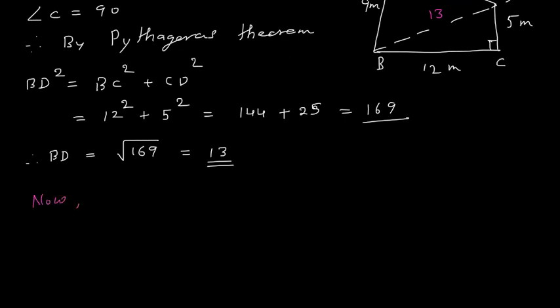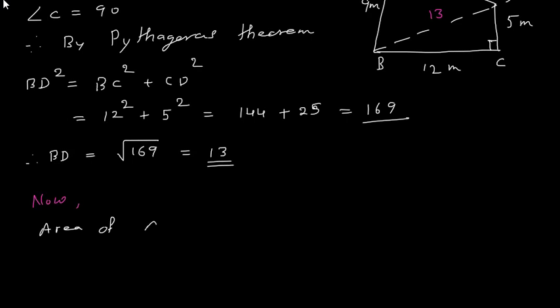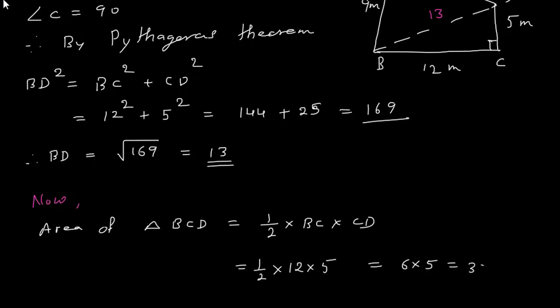So I will say that now the area of triangle BCD is equal to half into base, which is BC, into height, which is CD. So this is half into 12 into 5, which is 6 into 5, which is 30. So 30 meter square.